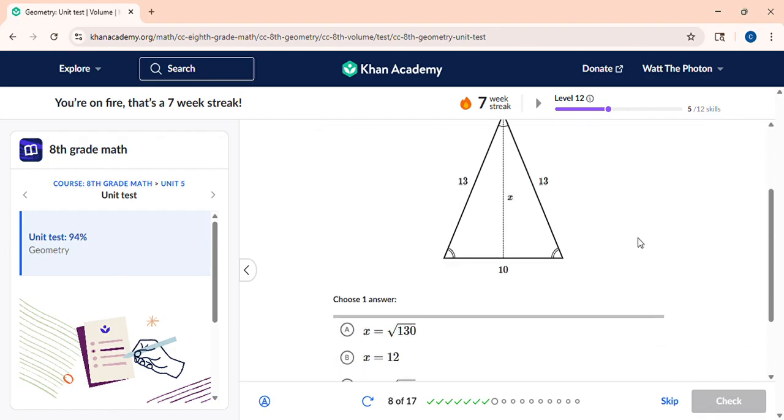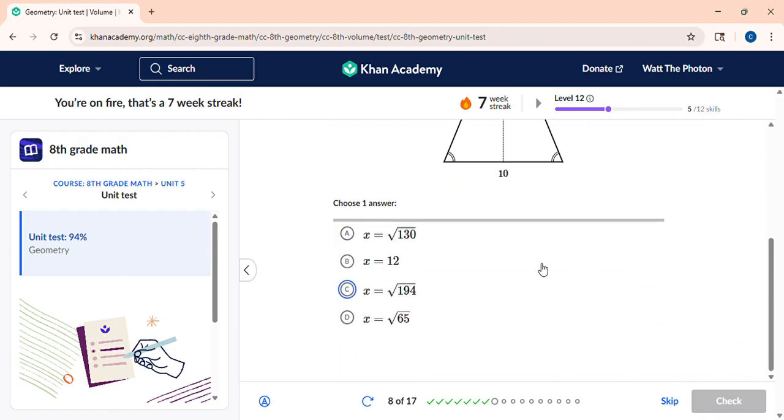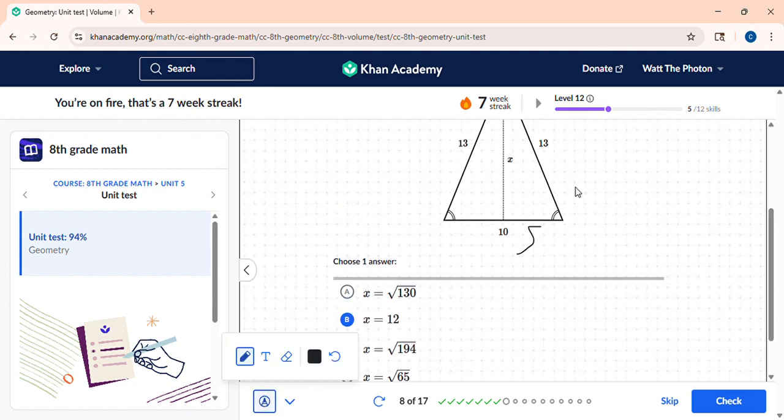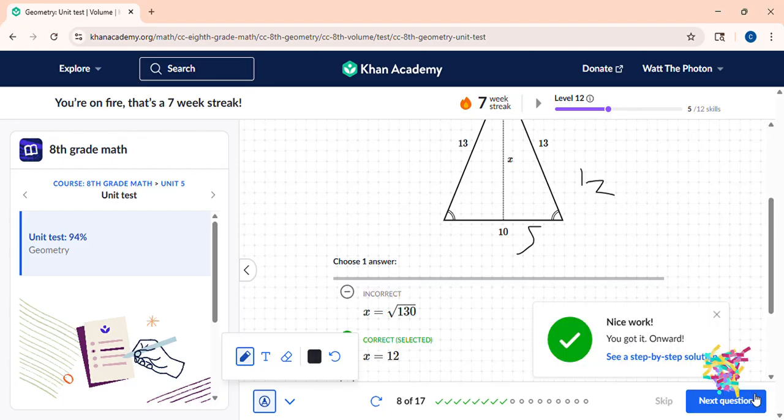10, that's 5, so you have 12. Where's 144? Because you have a 5, 13. 13 squared minus 5 squared is 144. That is 12.